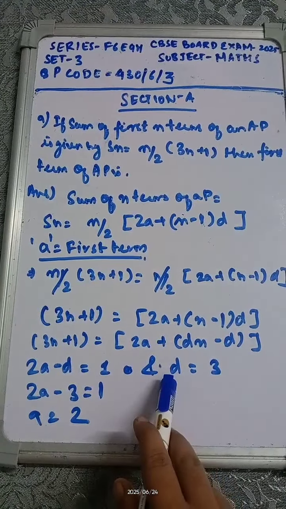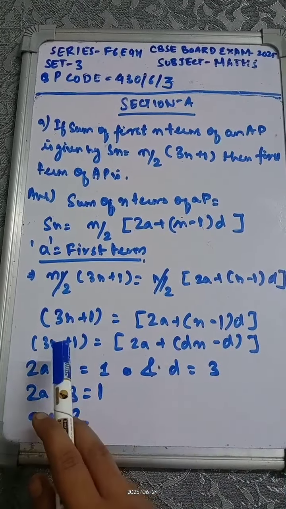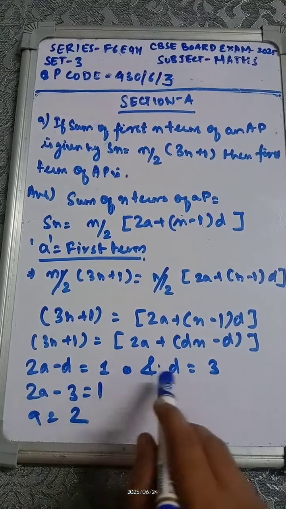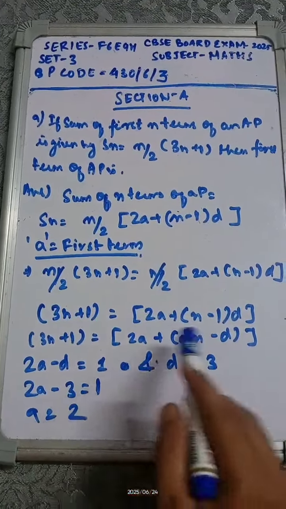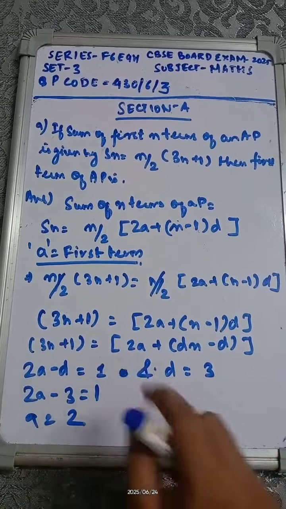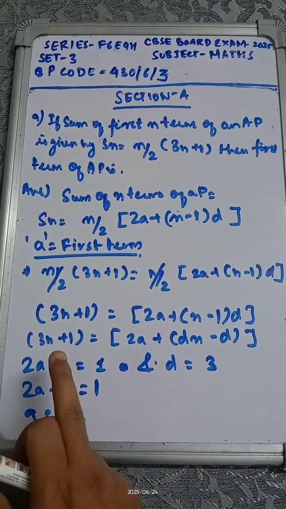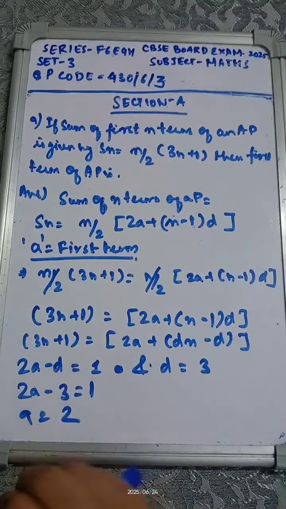So I can write directly d equals 3, and the constants are just equated to the constants, that is 2a minus d equals 1. d equals 3, 2a minus 3 equals 1, so a equals 2. Just to make you understand, variable will be equal to variable and constant will be equal to constant. This is as it is. Just simply understand it.